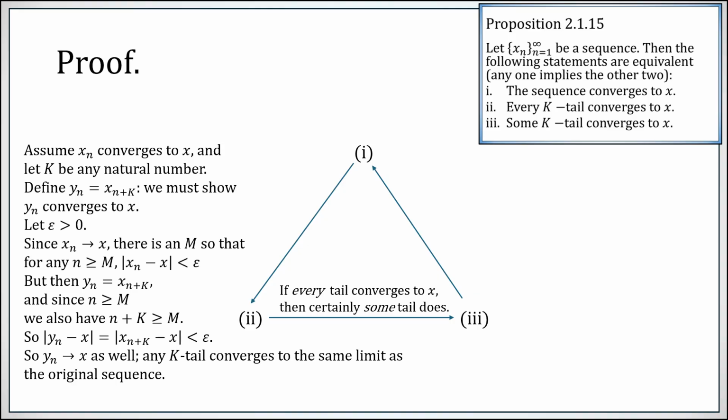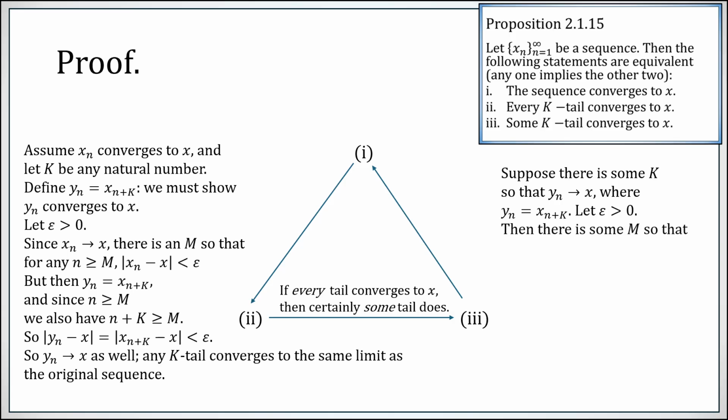Okay, finally, let's see that the third item proves the first. Suppose there is a k so that the k-tail converges to x, and we're going to use this formulation again. Now let epsilon be positive. There must be a capital M so that the y's are within epsilon of x. Now let m prime just be m plus k.